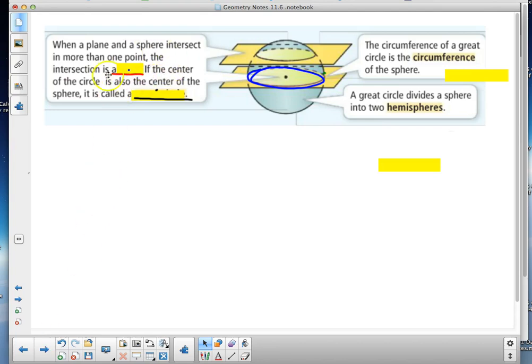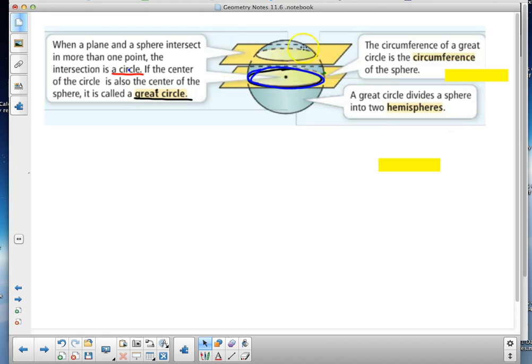Now, when a plane and a sphere intersect in more than one point, the intersection is a circle. If the center of the circle is also the center of the sphere, it is called the great circle. So the great circle here is this black mark here. And if I want you to think about it, it's the equator of whatever sphere we're working with.